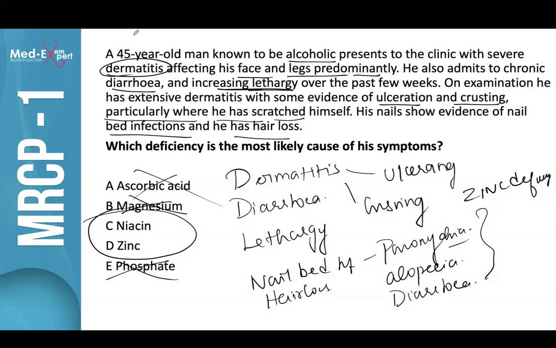What are the three things? The 4 Ds they will call: diarrhea, dementia, dermatitis, and the final D is death. You should find all the components and you should be able to correlate. And also remember, the MRCP examination can have more than one right answer.